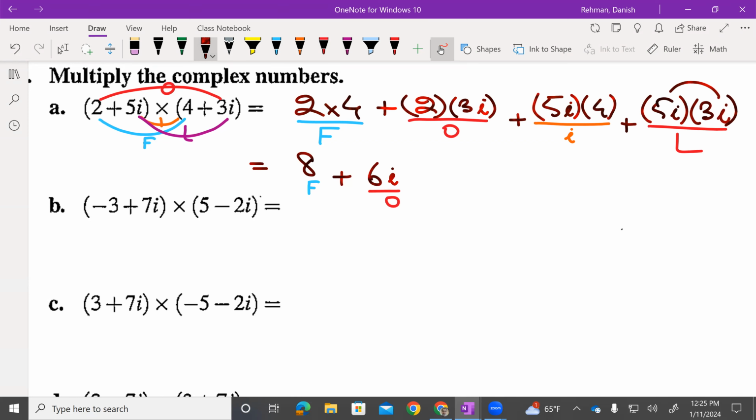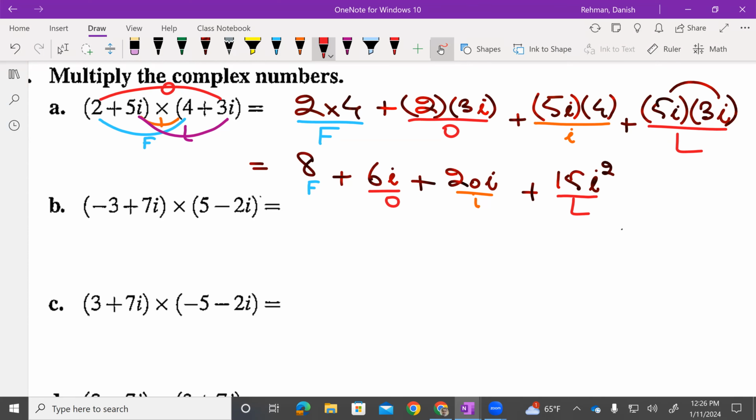We are still working on the FOIL. Then 5 4s are 20i, and that's my product of the inner terms. Then I will bring in the last term, which is plus 15i squared. And this is the last term, right? We have the complete FOIL almost done. Just one more step now.